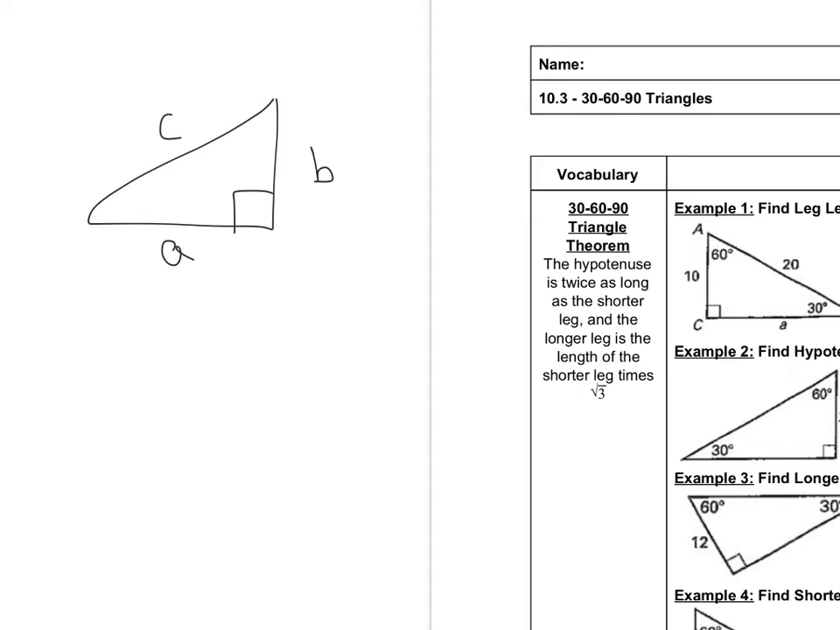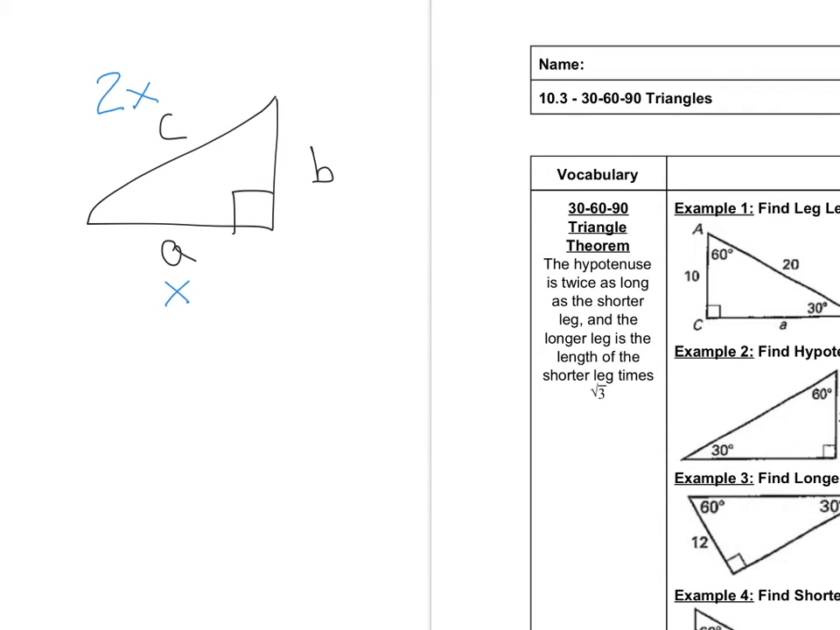The rule of thumb with this theorem is that whichever the shortest leg is, let's say it's A, you call it X. The hypotenuse is always going to be 2 times that size. So it's going to be 2 times X. So whatever A is, C is going to be twice as much.